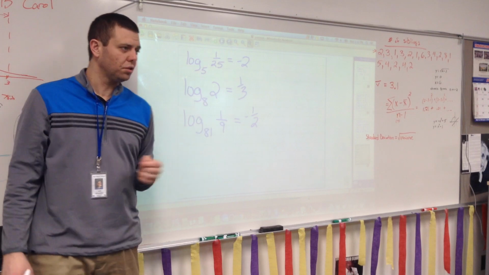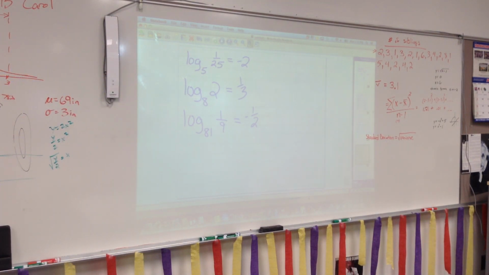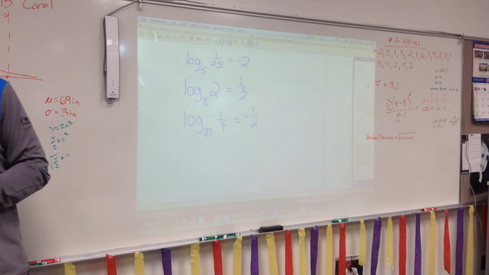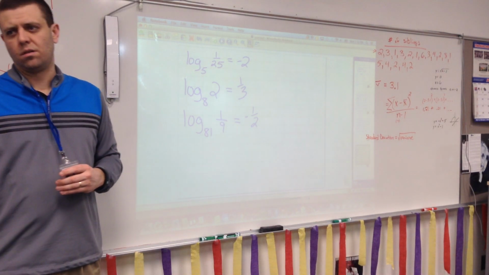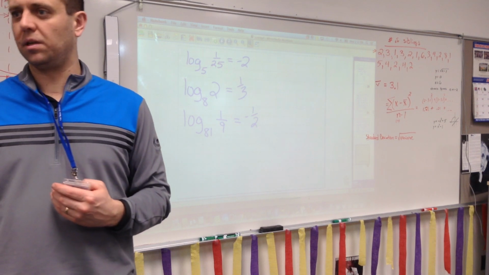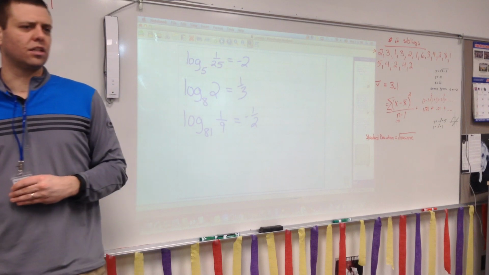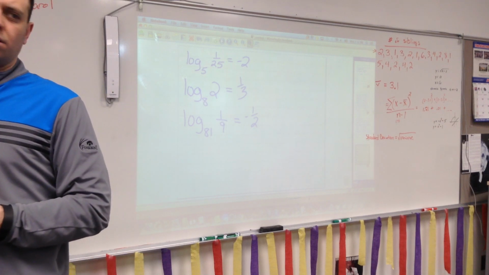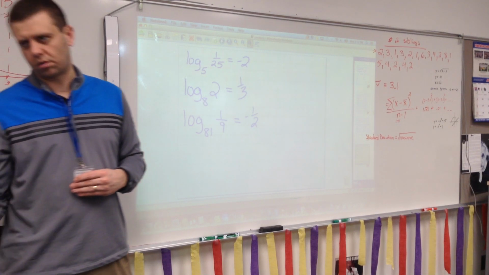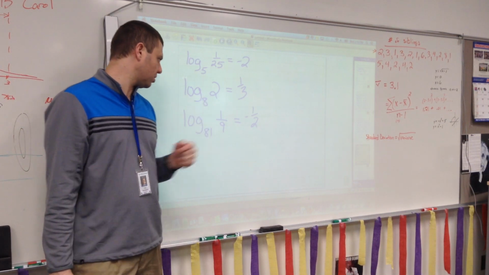Log to the base 8 of 2. That would be 1/3. Why? Because 2 times 2 is 4 times 2. Well, 2 to the third is 8. So 8 to the 1/3 would be 2. Raising something to the 1/3 power is like doing what type of root? Third. That's 3. Right? Cube root. Okay? This would be a cube root. The cube root of 8 is 2.